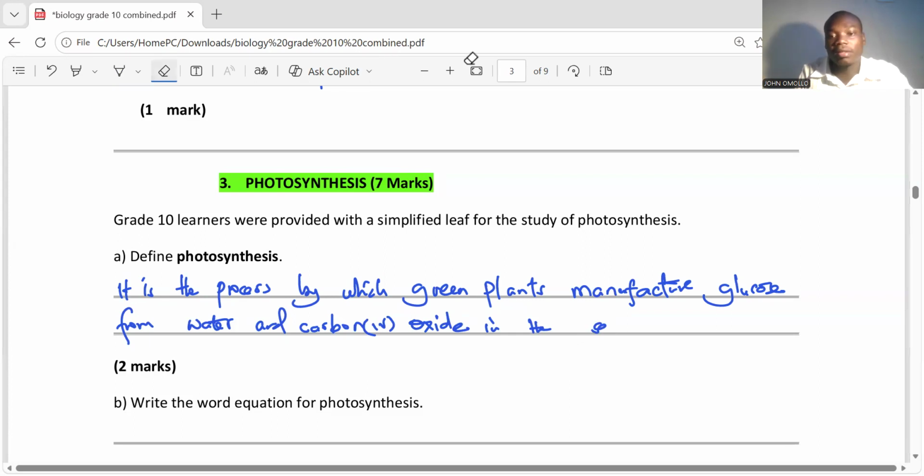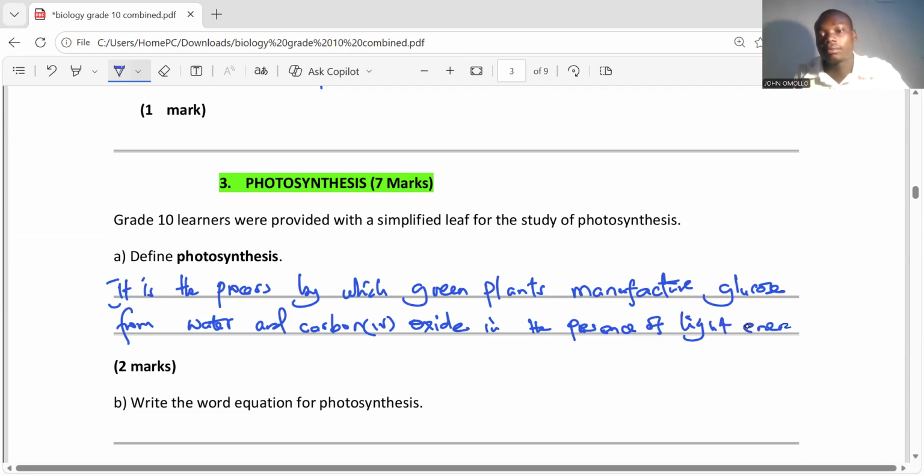So in the presence, remember we want to earn those 2 marks as a mature definition for a grade 10, different from a grade 9, a grade 7, and a grade 6, or rather grade 4 learner. This one is for you, grade 10. It is the process by which green plants manufacture glucose from water and carbon dioxide in the presence of light energy trapped by chlorophyll.